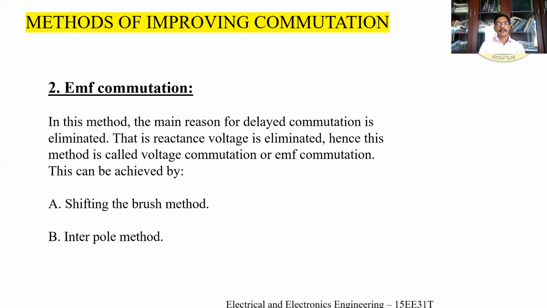We already discussed reactance voltage. That means the coil has inductance. It opposes the change in current. That's why there is delayed commutation. That reactance voltage opposes the change in current. We can remove that reactance voltage by using the interpole method or by the shifting brush method.